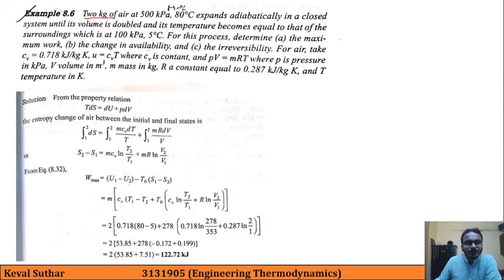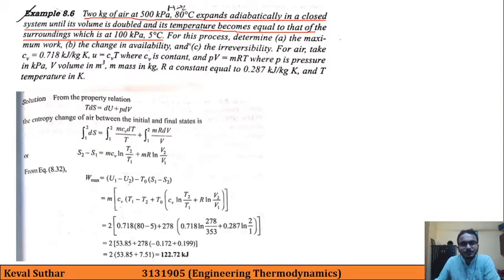Two kg of air at 500 kilopascal and 80 degrees Celsius expands adiabatically in a closed system until its volume is doubled and its temperature becomes equal to that of surrounding, which is at 100 kilopascal and 5 degrees Celsius. So we are given sufficient amount of data here.